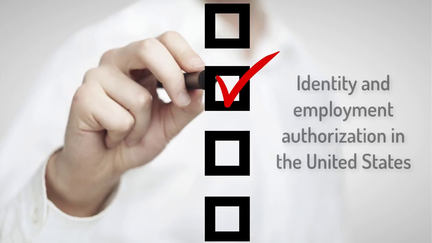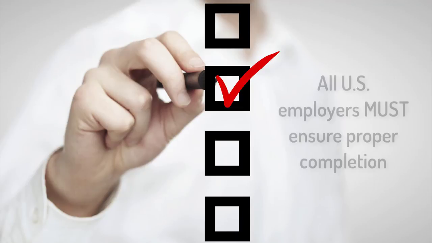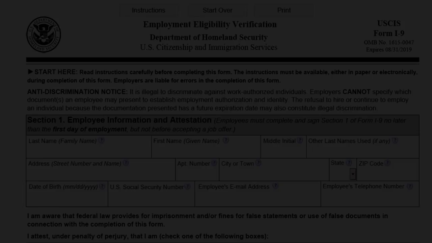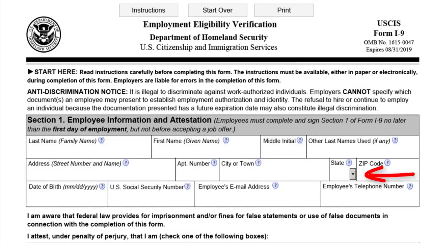Form I-9 is used for verifying the identity and employment authorization of individuals hired for employment in the United States. All U.S. employers must ensure proper completion of Form I-9 for each individual they hire for employment. The form is equipped with drop-down menus and a help feature assigned to each field. We will demonstrate how to use these options later in this video. Let's look at an example of how to complete the form in its entirety.